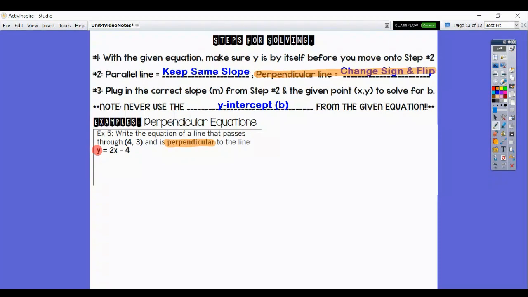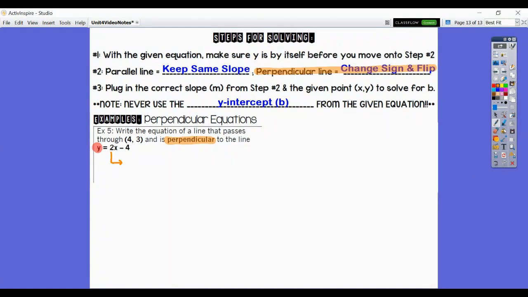So I take the slope on the original equation, which is 2. To make the slope perpendicular, I have to do those 2 steps here. So I take that slope of 2 and I make it negative. It was a positive 2, so I make it into a negative.